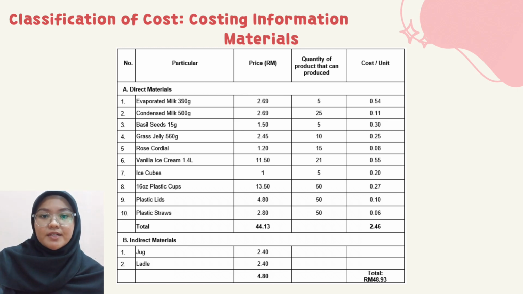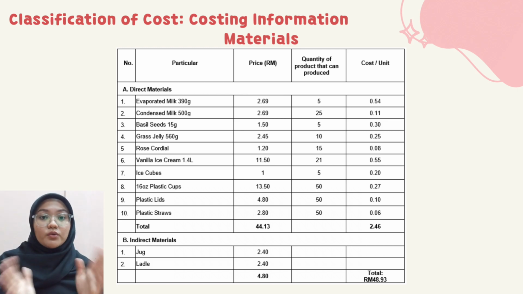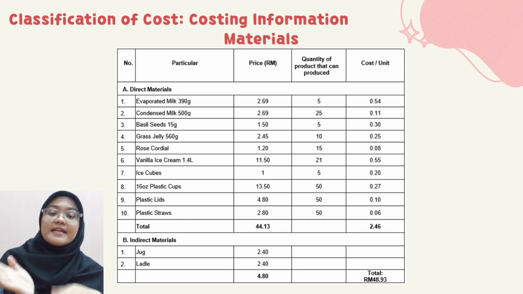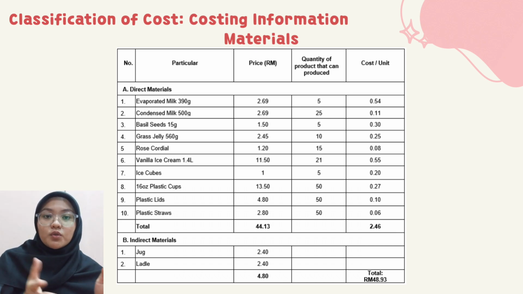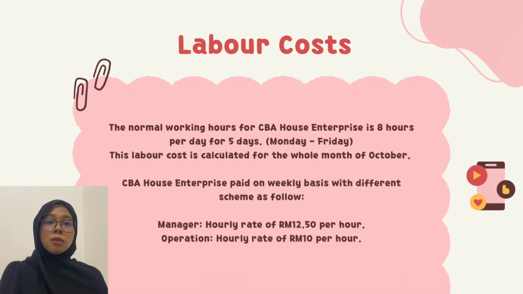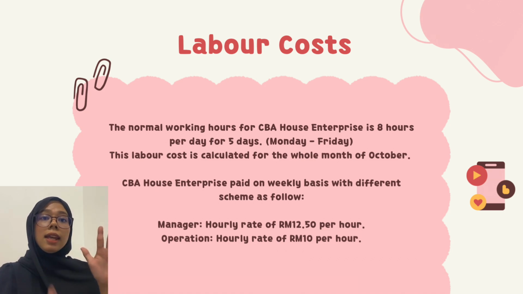Next, the indirect materials. The jug costs 2 ringgit and 40 cents, and same goes to the ladle. It costs 2 ringgit and 40 cents also. So the total for indirect materials is 4 ringgit and 80 cents. We add up the total of the direct materials and the indirect materials, so the total will be 48 ringgit and 93 cents.